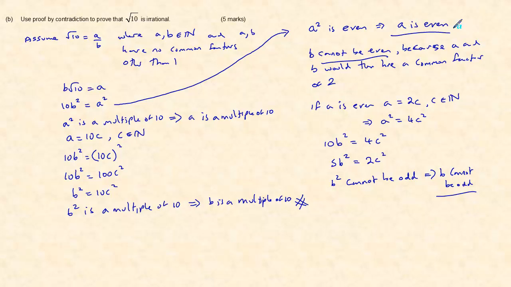We know that a is definitely even because 10 times anything is going to be an even number. And therefore, none of the cases work. And that's another contradiction. So you can either do it this way, or you can do it this way.